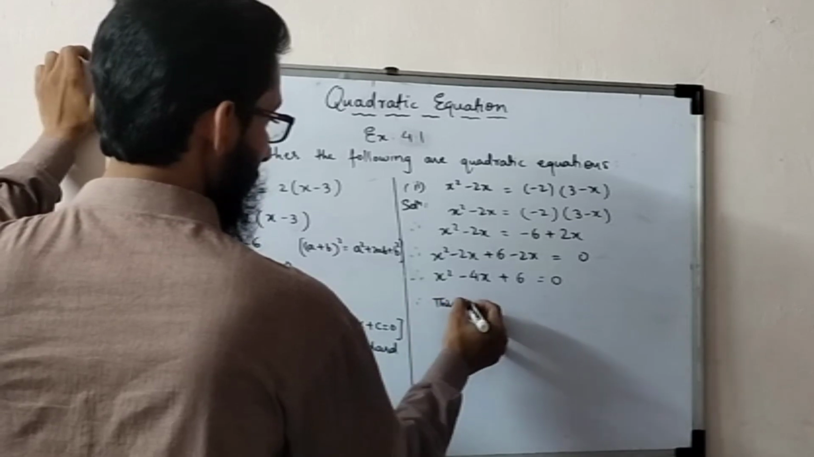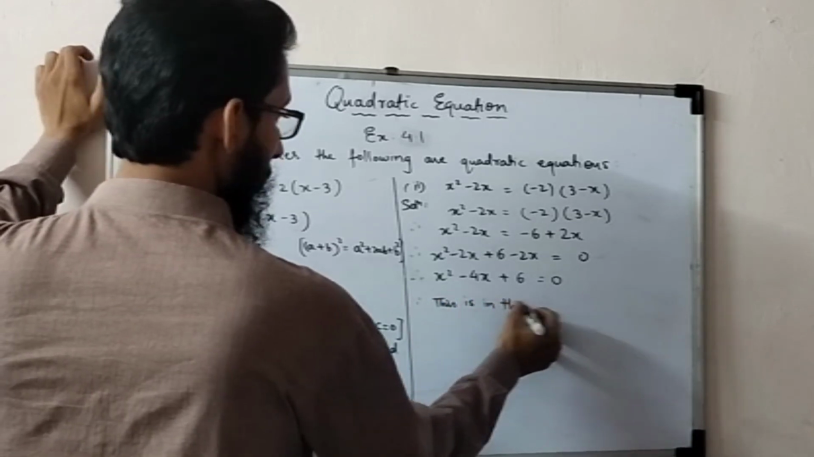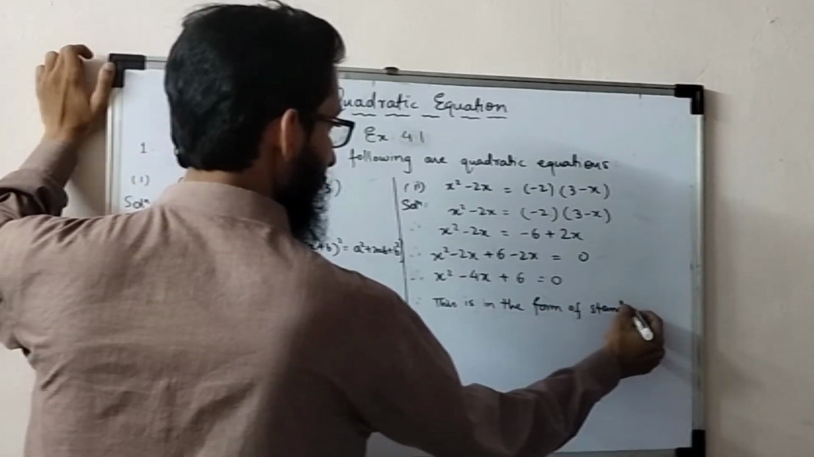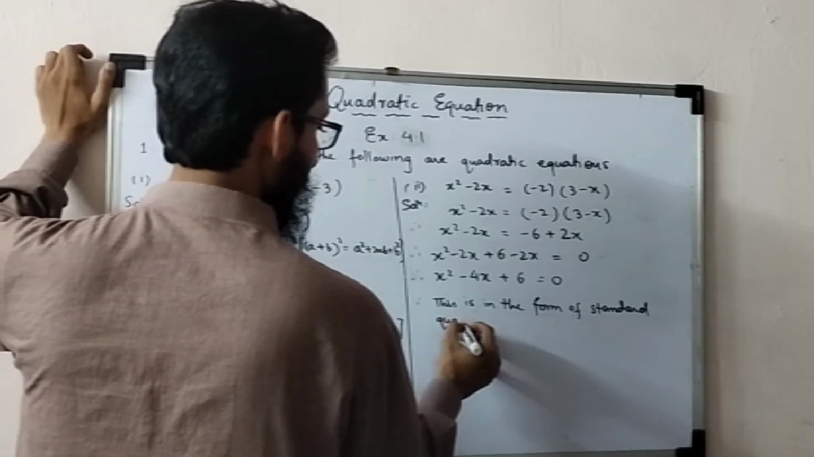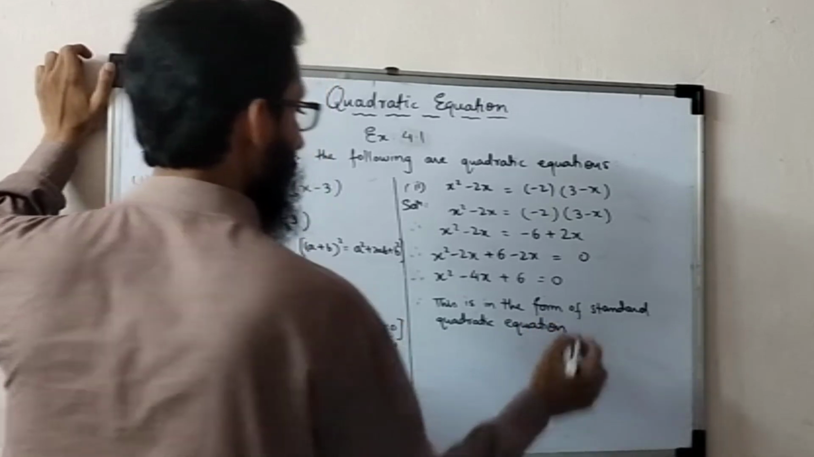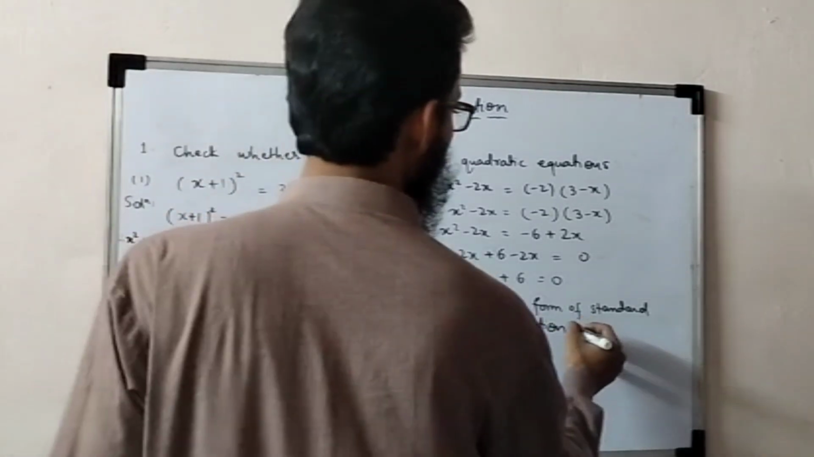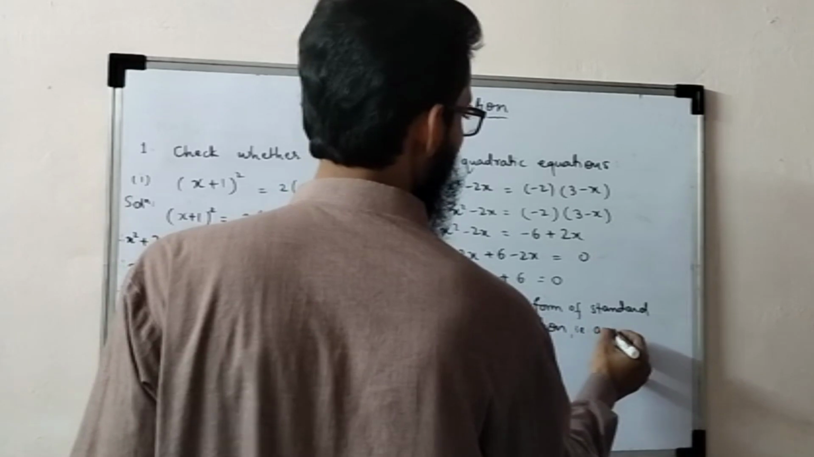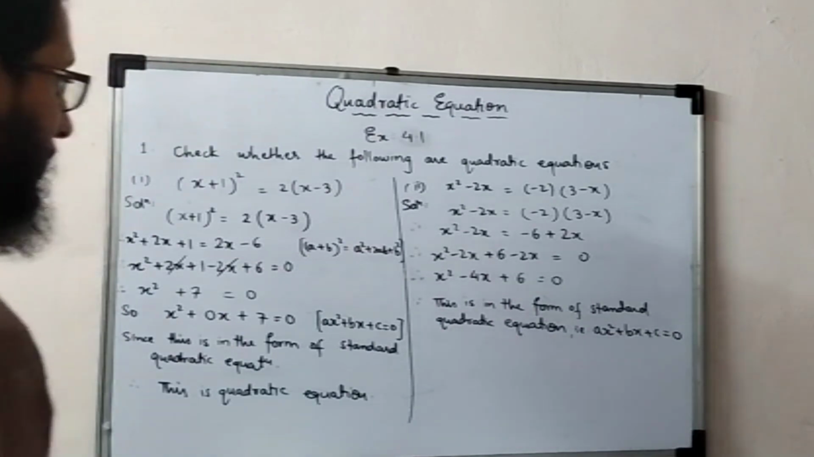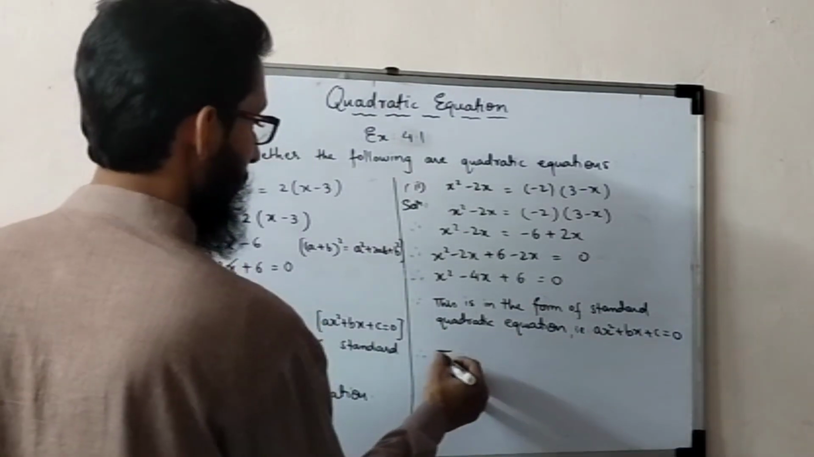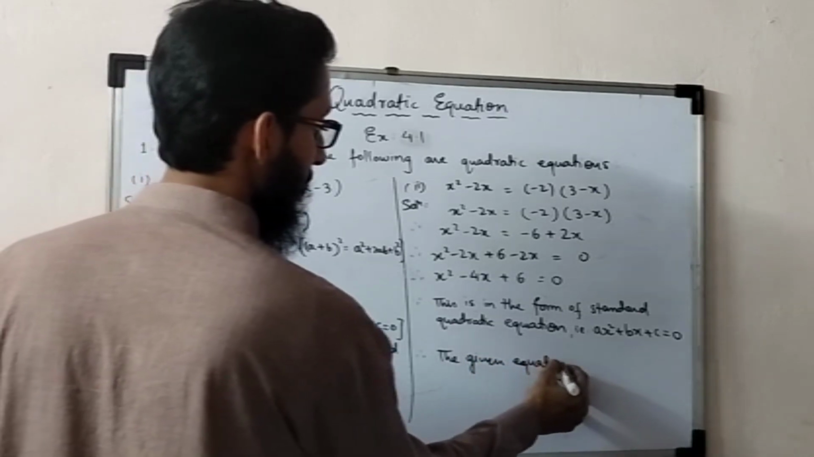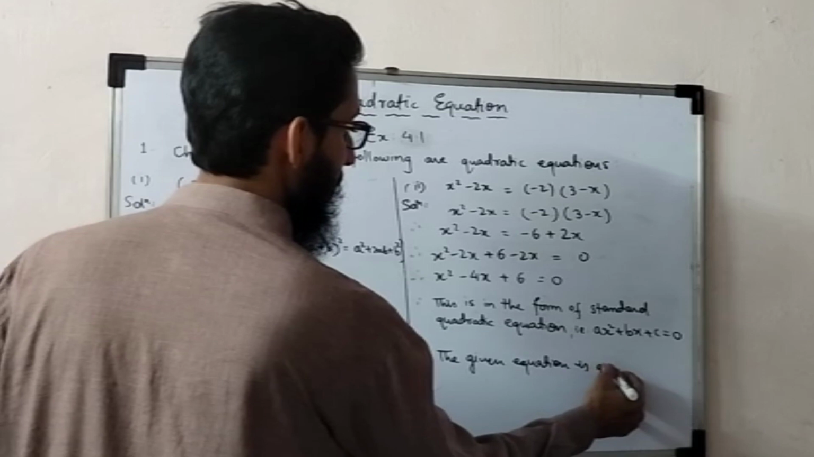Since this is in the form of a standard quadratic equation, that is ax square plus bx plus c is equal to 0, therefore the given equation is a quadratic equation.